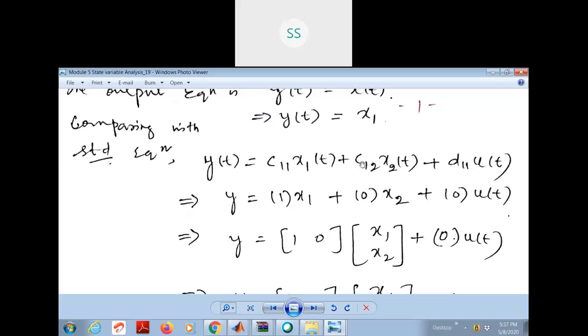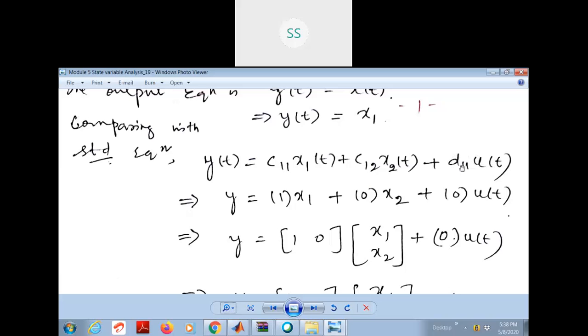I have to write the y of t equal to x1 equation in the standard notation. How do we convert this? Wherever state variables are not there, their coefficients have to be made 0. Here only the x1 state variable is present, with coefficient 1. Therefore the coefficient of x2 is 0, and at the same time the coefficient of u of t is also 0. That is, the D11 term is also 0.